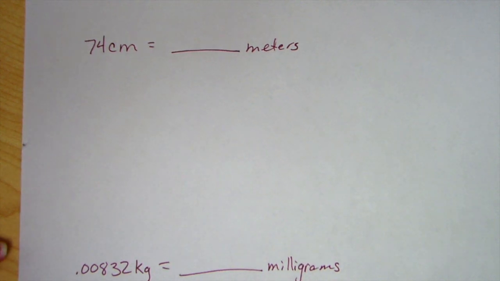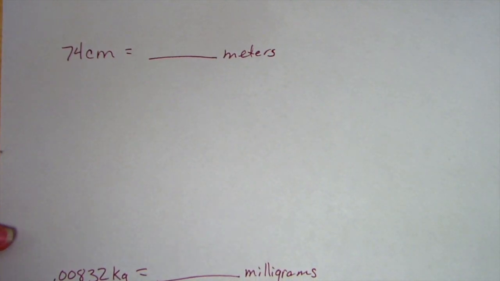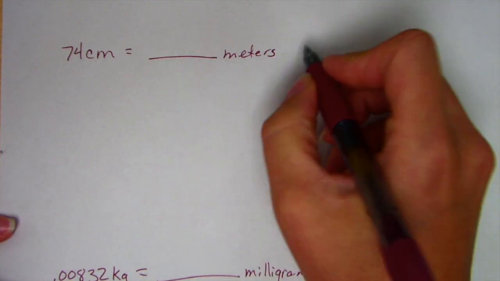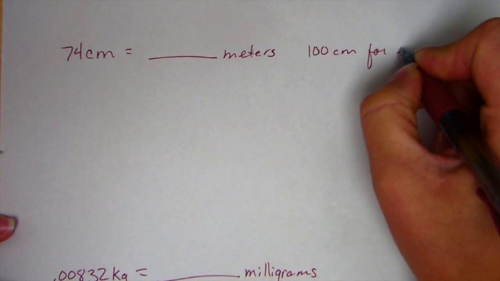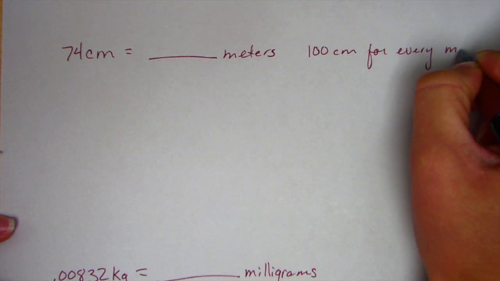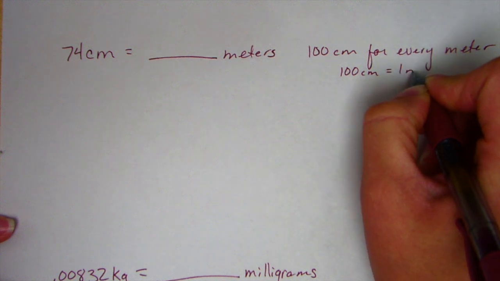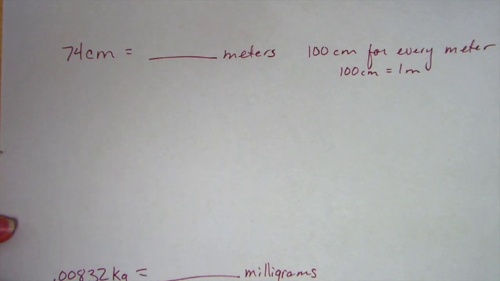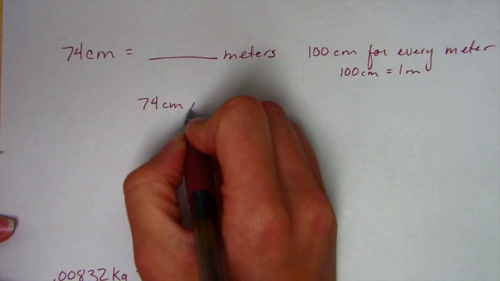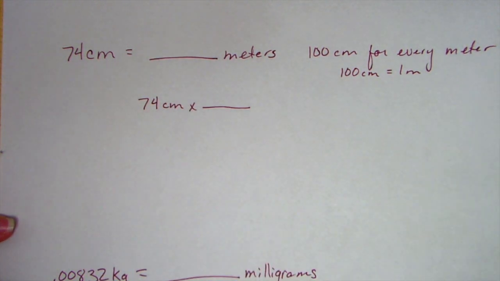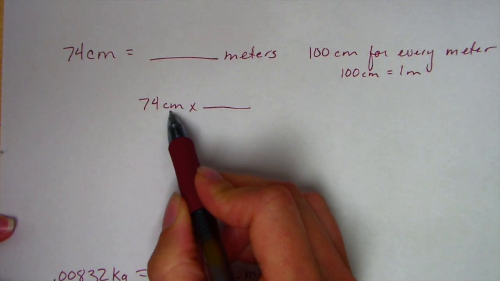Let's look at this 74 centimeters to meters. In all conversion problems, we need to identify our relationship. So there are 100 centimeters for every meter. Mathematically, that works out to being 100 centimeters equals 1 meter. In factor labeling method, we start out with our problem, 74 centimeters, and we are going to use a factor of this relationship to convert our 74 centimeters.